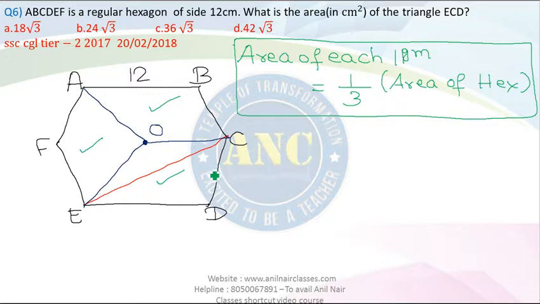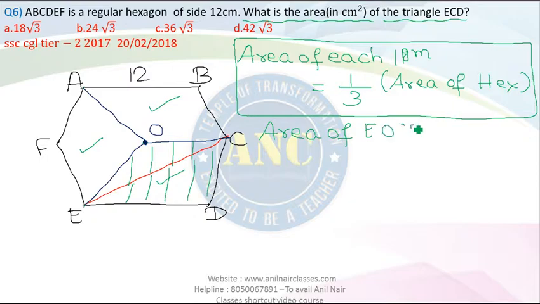Okay, let me explain one thing. Which area do they require? What is the area of the triangle ECD? This particular area is what they are asking you. So let me take this entire parallelogram EOCD. That means, can I say that the area of parallelogram EOCD is nothing but 1/3 the area of the regular hexagon?